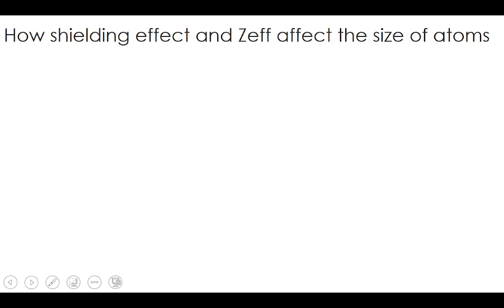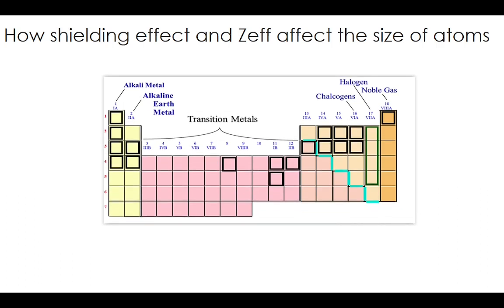Okay, so next, how do shielding effect and Z affect the size of the atom? If you go down the group, the major factor that can affect the size is the shielding effect. Down the group, let's say we take group 2. What happens? The number of shells, or orbits, increases.